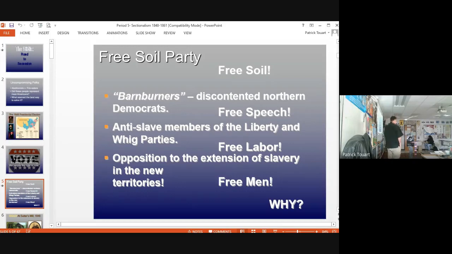Which territories am I talking about? Missouri had already been accepted, but if you look above it, you see Iowa. If you look to the west of it, you see Kansas and Nebraska. So they don't want slavery to spread there.